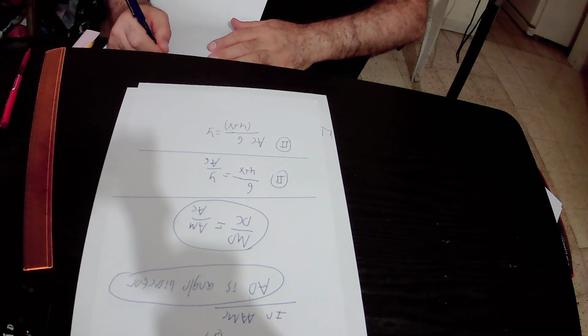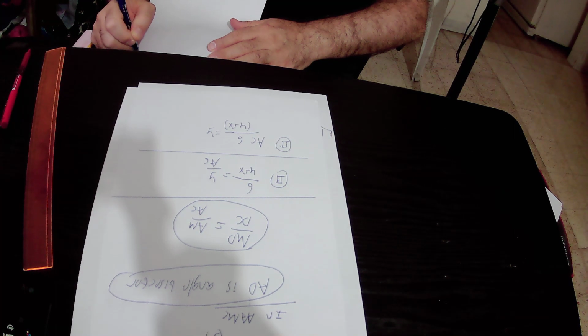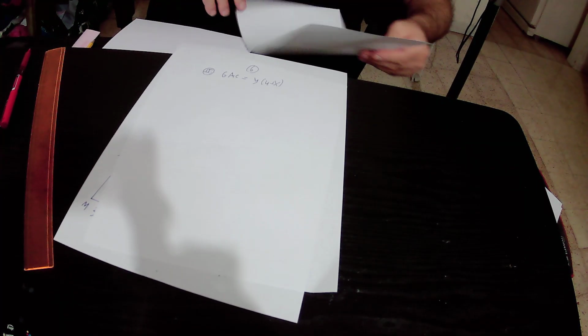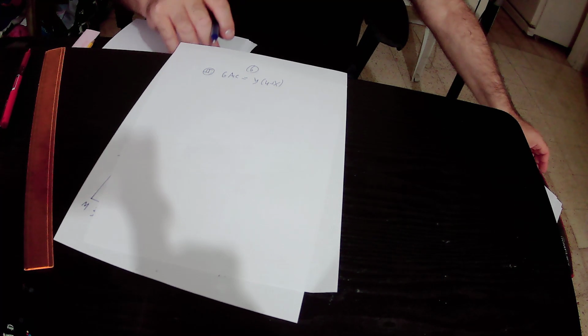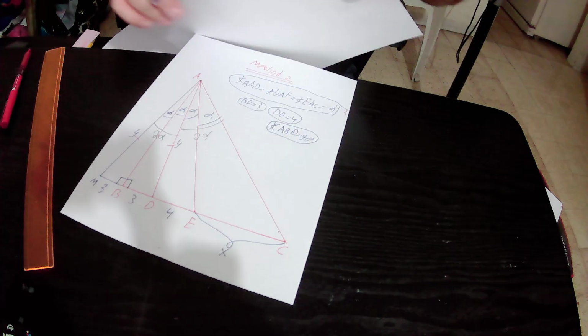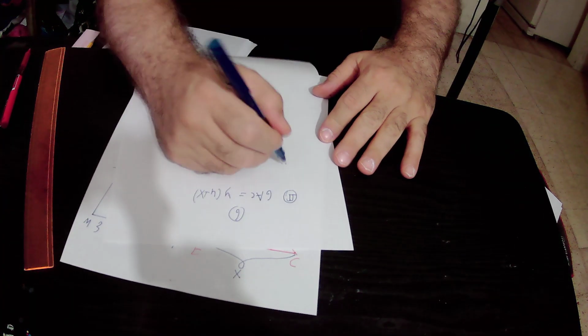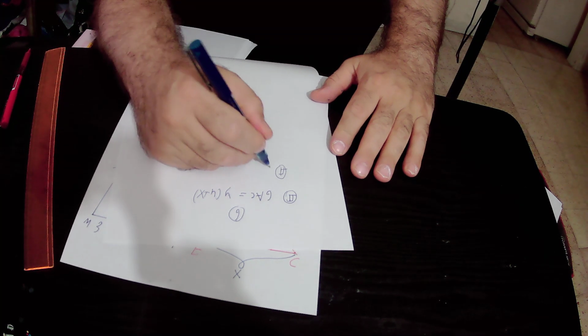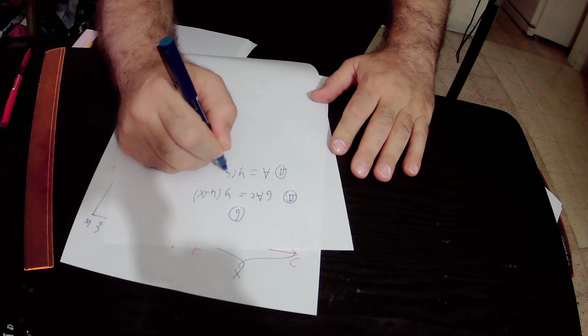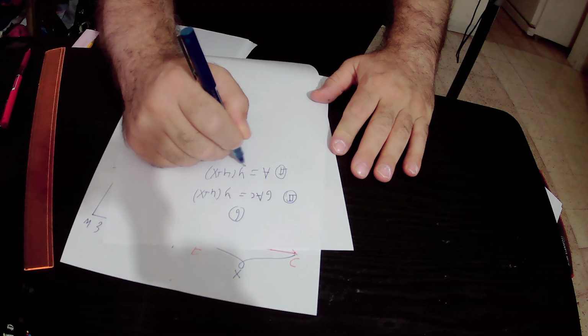So 6 times AC will be equal to y times 4 plus x. So we got this equality, equation number 2. Here we will divide this equality by 6 in order to get the value of AC. We will get that AC, according to equation number 2, equals y times 4 plus x over 6.